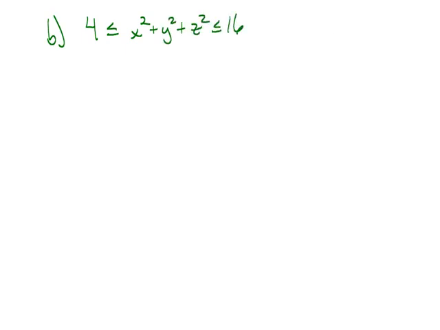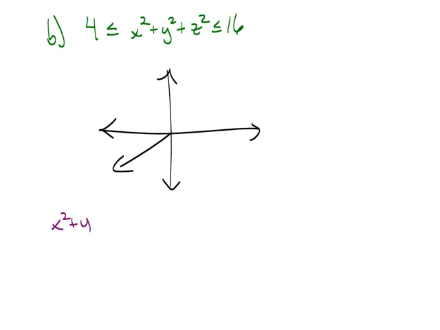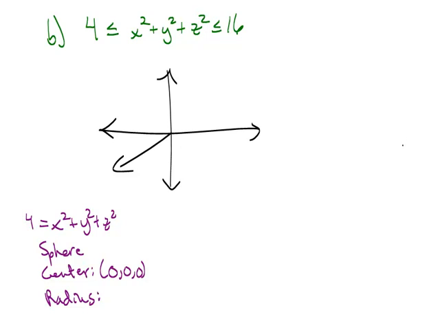Okay. I want x squared plus y squared plus z squared to be greater than or equal to 4, and at the same time less than or equal to 16. Hey, no problem, right? Well, let's think about what we have here. Remember that x squared plus y squared plus z squared equals 4. That is a sphere, center at the origin. Radius is what? Hope you said 2 and not 4. Remember, it's the square root of 4. If you said 2, that's good.